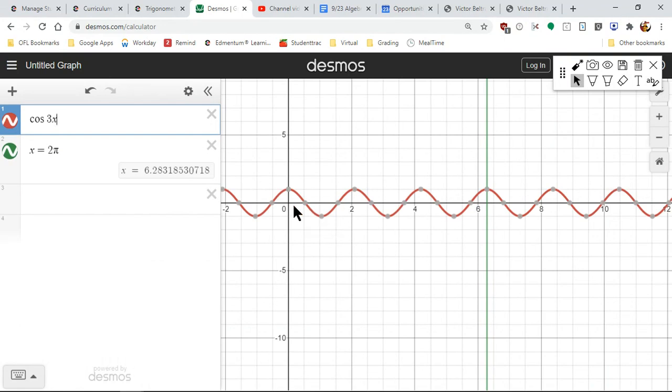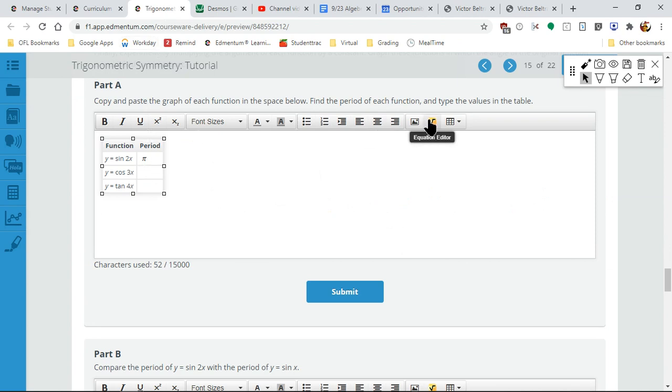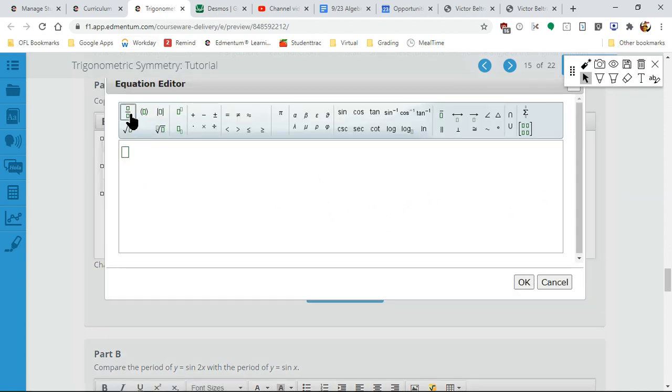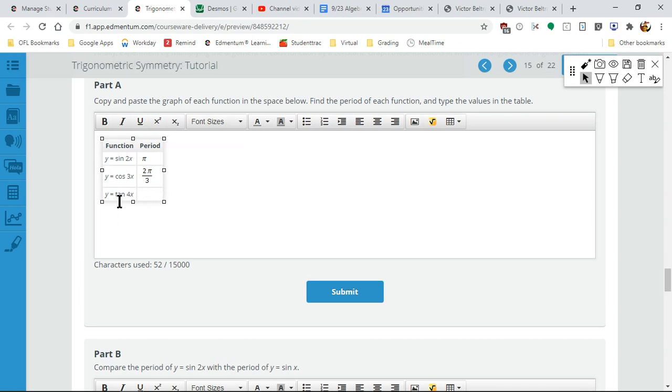And we see here that, okay, so if it starts here, then the next period starts right here. So it changed the period to 2 pi over 3. So we're dividing it by 3. So our period changed to the fraction 2 pi over 3. And then here, if our period was pi before and we're multiplying it by 4, this means we're probably going to end up dividing by 4. So it's probably going to be pi over 4, but let's verify it.